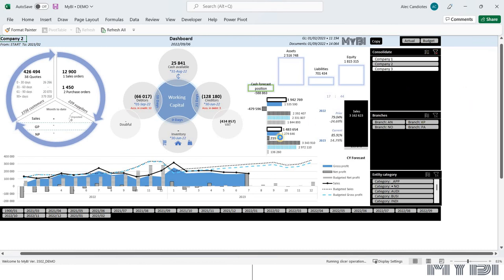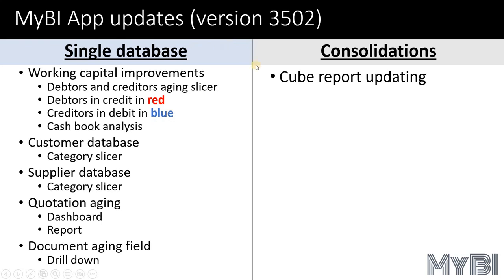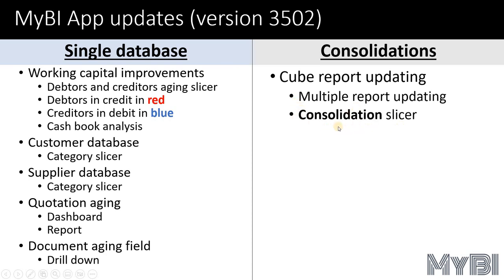All right, so that's from an update point of view. Those are the updates coming through in version 3.5.02, which will be rolled out in the next few days. The thing to remember on the cube reporting side is, as we said, the consolidation slicer that you use from the landing page or from the dashboard. That's where you update multiple reports in the back end.